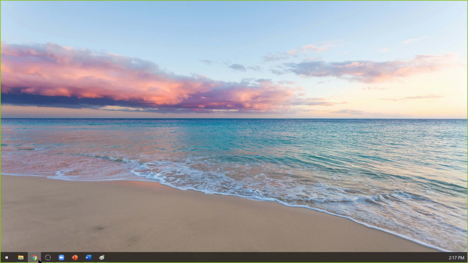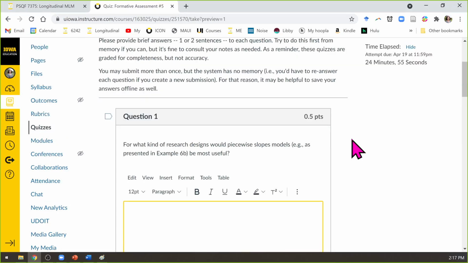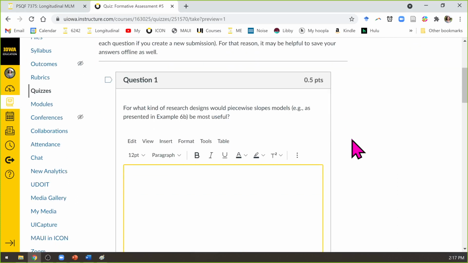Then I want to do the quiz next. So this is formative assessment number 5. I had a chance to look at all of your answers this morning, and there's a few things that I wanted to talk about. The first one here had lots of good answers, though. So in general here, the question: for what kinds of research designs would piecewise slopes models be useful?